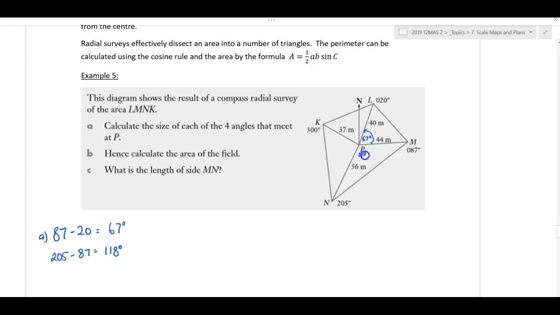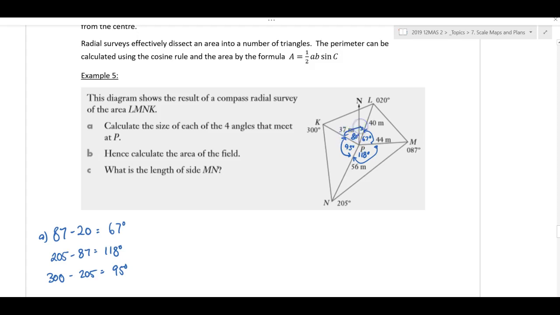Next up, 300 minus 205 equals 95 degrees. So on there. Now my last one. It's not 300 minus 20, right? It's more like, think of this as 380. I've gone past 360. It's more like 380 minus 300, which gives me 80 in there.